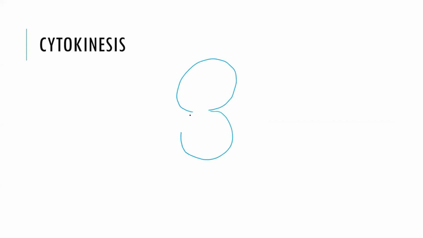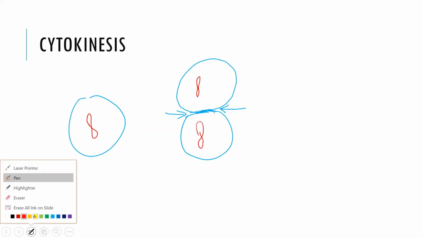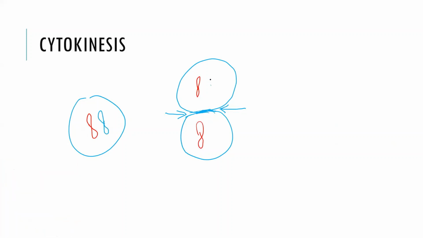Cytokinesis is division of the cell membrane. So the cell membrane bends in like this, invaginates, and finally meet each other and form two separate cells. So we started with a cell which had one maternal nucleus, one set of maternal chromosomes and one set of paternal chromosomes. So similarly, we end up with two cells, each having a set of maternal chromosomes and a set of paternal chromosomes.